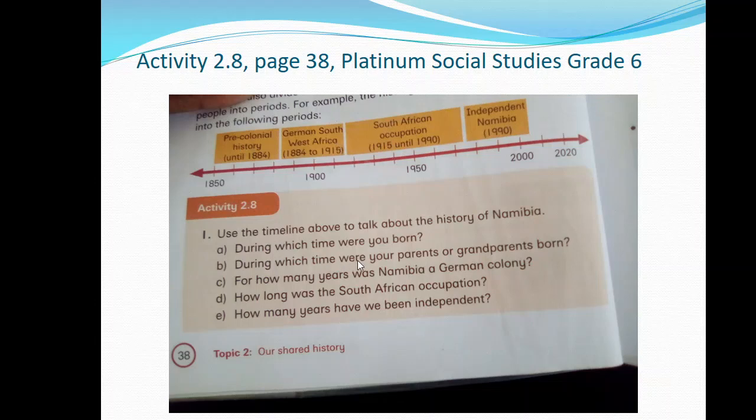During which time were your parents born? Again, you have to refer back to your timeline above. C, for how many years was Namibia a German colony? D, how long was the South African occupation? You have to check how many years are between 1915 and 1990. E, how many years have we been independent? You have to check from 1990 up to 2020, how many years are between.